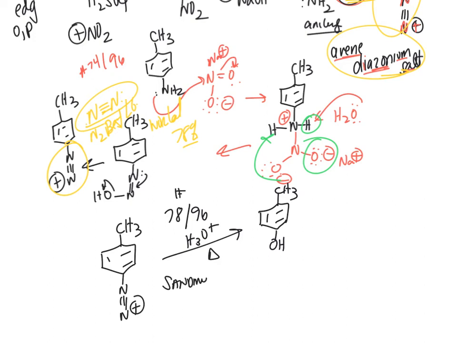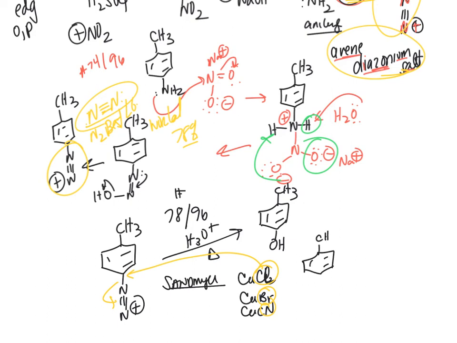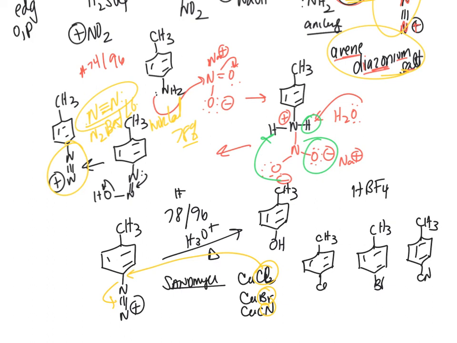Sandmeyer. The Sandmeyer reactions use copper, so copper chloride, or copper bromide, or copper cyanide. So they basically do a displacement. And so here we can replace the diazonium salt with a Cl, or a Br, or a CN. And you can see that if you add HBF4, then it replaces it with a fluorine. KI, potassium iodide, replaces it with an iodide. H3PO2 will replace it with just a hydrogen.